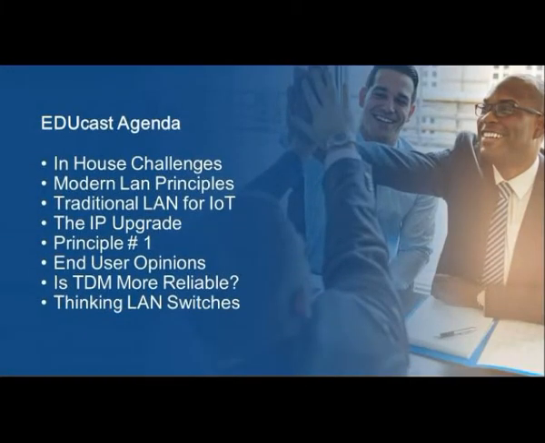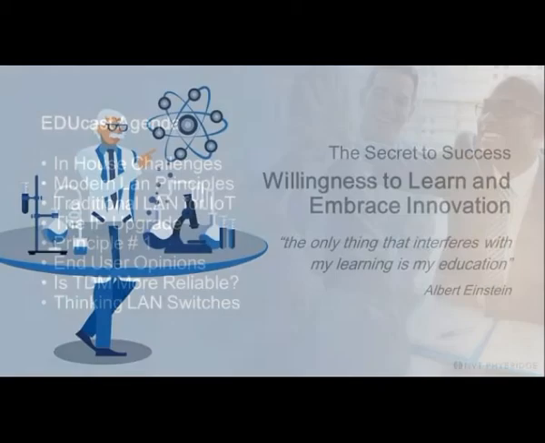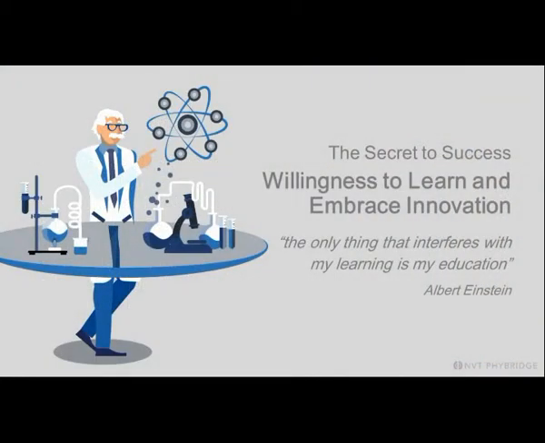And as we always do, we talk about our agenda. We're going to be talking about the in-house challenges of networking today, modern LAN principles and how to apply them, moving from the traditional LAN for IoT into an IP LAN, what it means to do an IP upgrade, and we're going to talk about principle number 1 of the modern LAN. Then focus on end user opinions, and as many people ask the question, is TDM more reliable than IP? And then we're going to spend some time thinking about LAN switches themselves. So let's start off with the first slide.